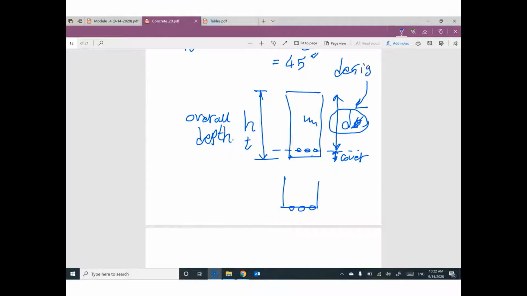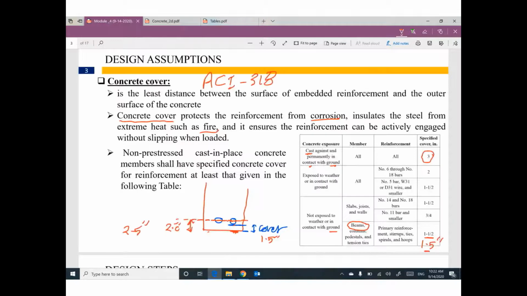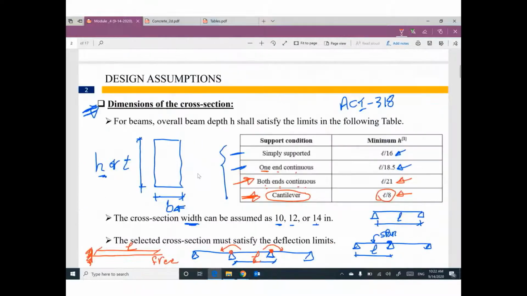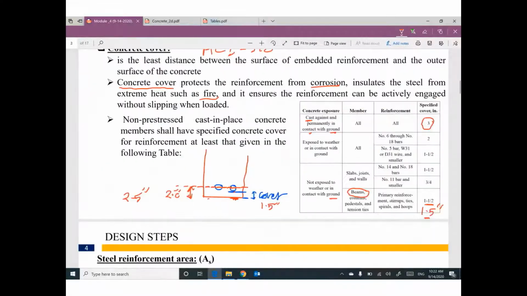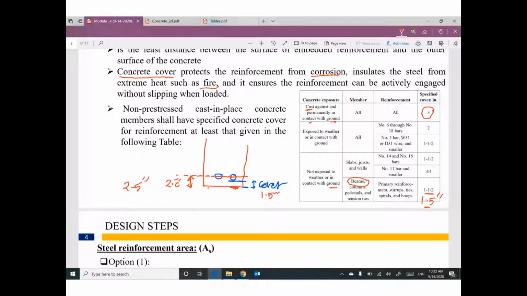So I didn't give you specific numbers. I'm giving you guides. So assume any missing data, but respect these limits. Okay? For overall depth, I didn't give you a specific number, but I give you a guide. Don't go below this number. For cover, I give you a limit. Please don't go below this limit. Go over this limit. Until this moment, do you have any more questions?